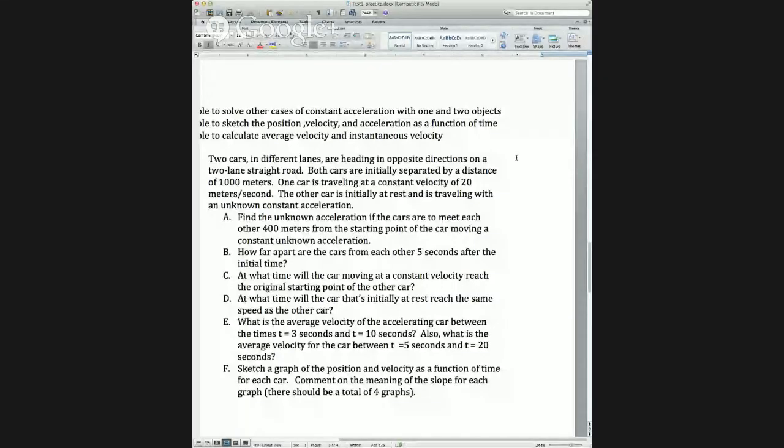Two cars in different lanes heading in the opposite directions on a 2-lane straight road. Both cars are initially separated by a distance of 1,000 meters. One car is traveling at a constant velocity of 20 meters per second. The other car is initially at rest and is traveling with an unknown constant acceleration. Now when I say opposite directions, what do I mean by that? Well, I would like them to meet each other at 400 meters from the starting point.